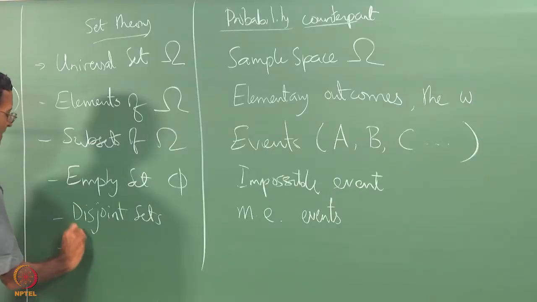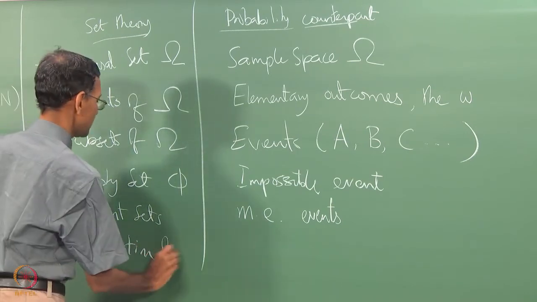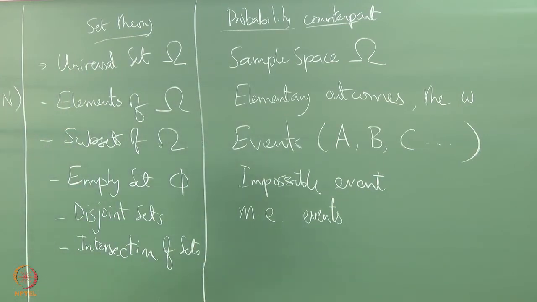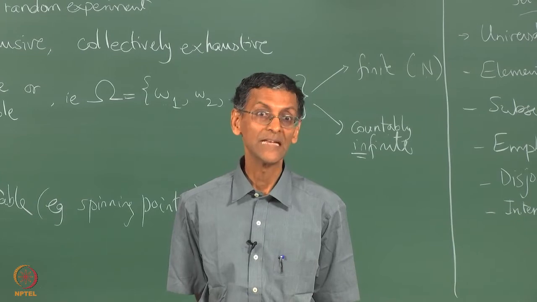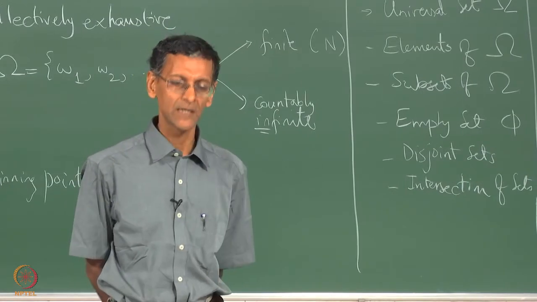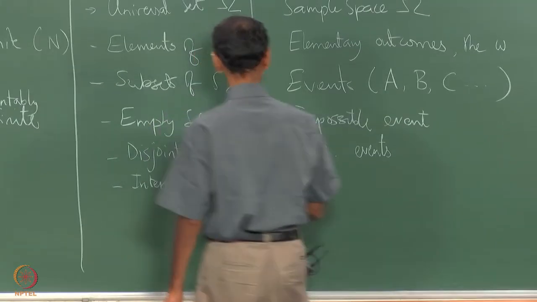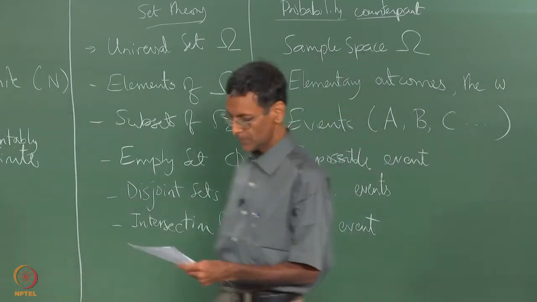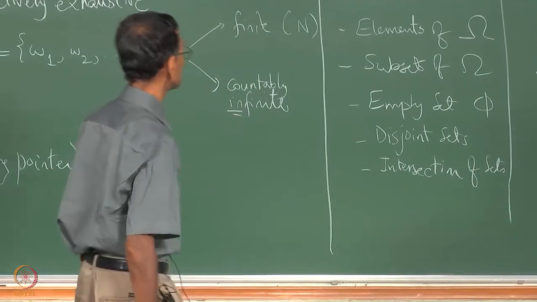Then intersection of sets. So if two sets A and B intersect, that means that they can both occur together. So if both sets occur, A and B occur on a certain trial, then you say that the joint event has occurred. So the intersection always refers to a joint event. So these are the most important, most commonly occurring.